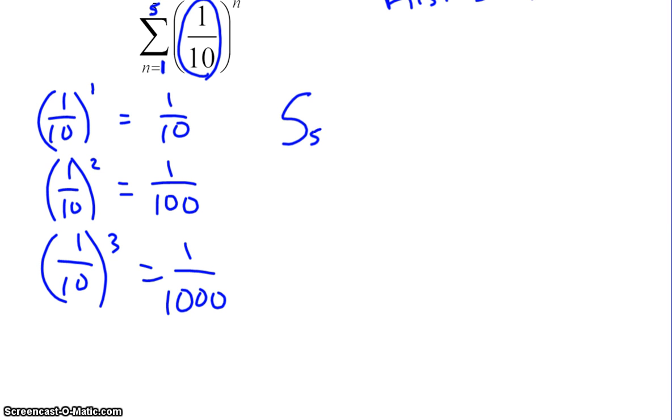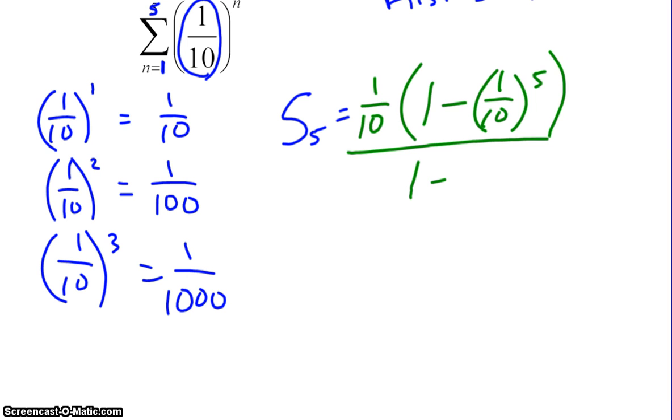So to find the sum of the first 5 terms, we have our first term, which is 1/10, and then our ratio is also 1/10, to the 5th power, all over 1 minus 1/10. Again, be very careful when you're typing this in. Use the correct parentheses throughout, and we find out that the sum of the first 5 terms in this case is 0.11111. So that concludes finding the geometric sequence and series.